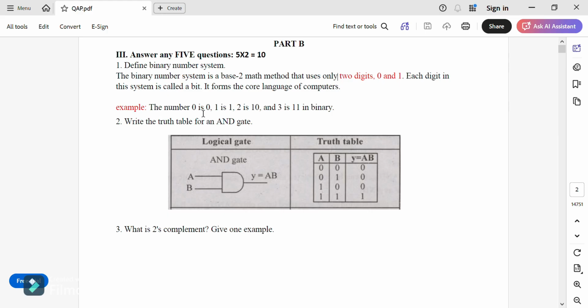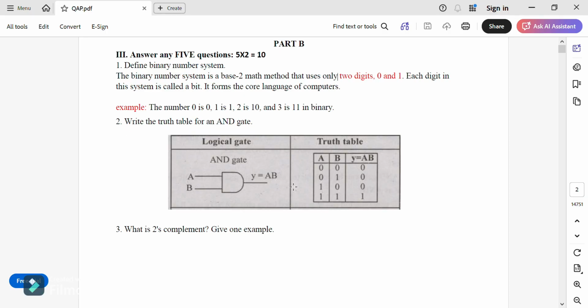The number 0 is 0, 1 is represented as 1, and 2 is represented as 1 0. This is like a truth table, or you can give any other example of binary numbers, like 9 is represented as 1 0 0 1. Here I have given 2 represented as 1 0, and 3 represented as 1 1 in binary form. They will distribute 1 mark for the definition and 1 mark for the example. Next, write the truth table for AND gate.